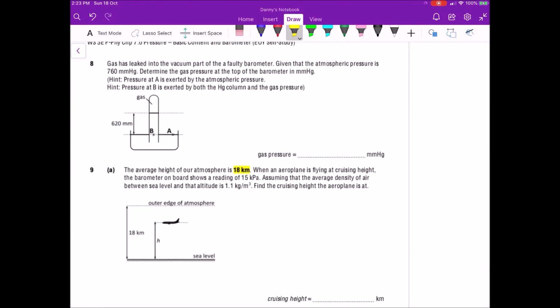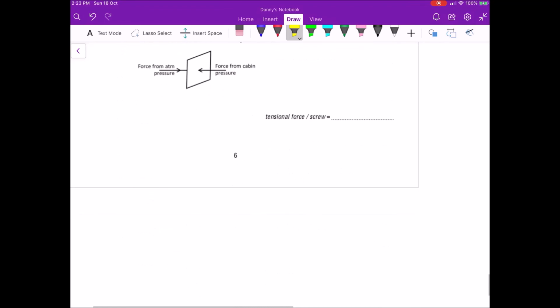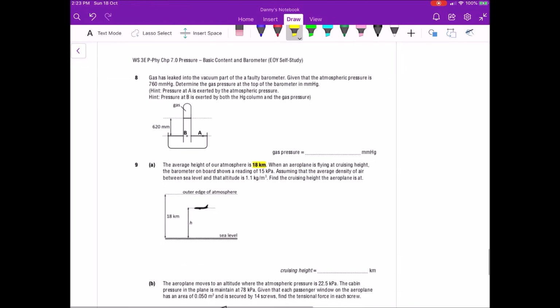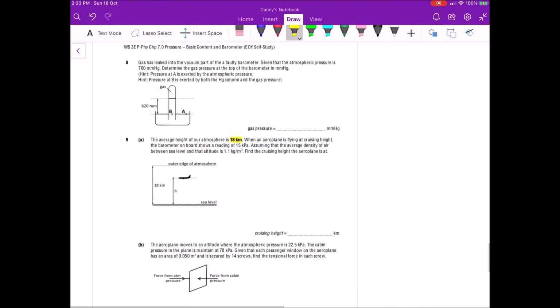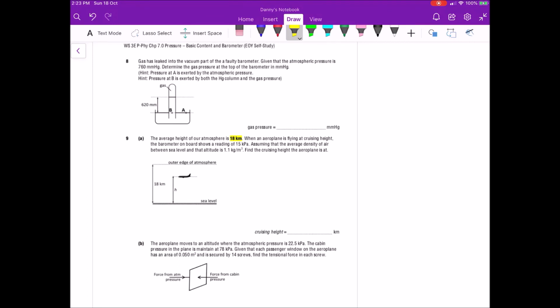So let's carry on checking questions 8, 9, and 10. Basically, for these last 3 questions, I really would want you to try them on your own first before you look at the answer.